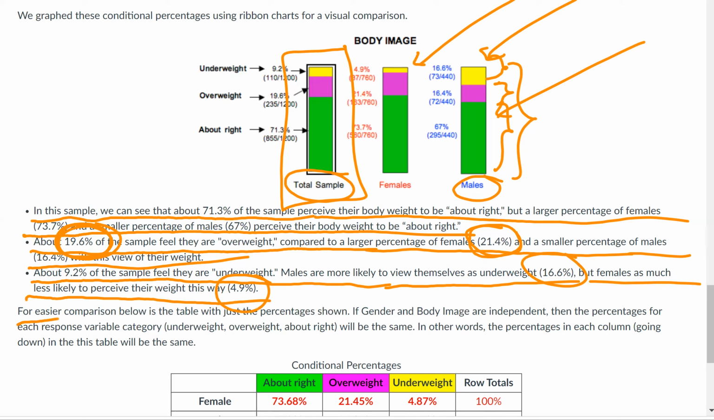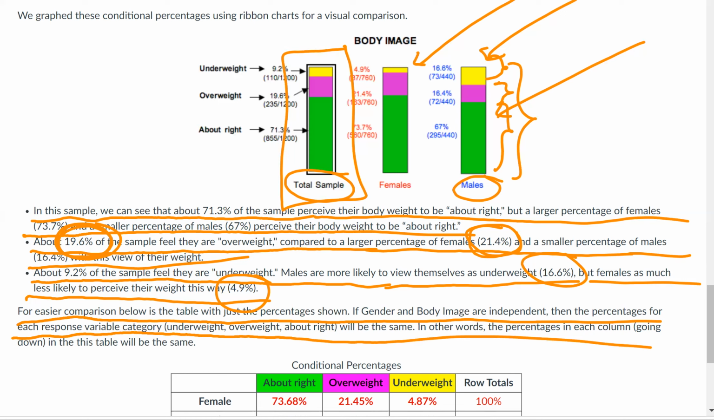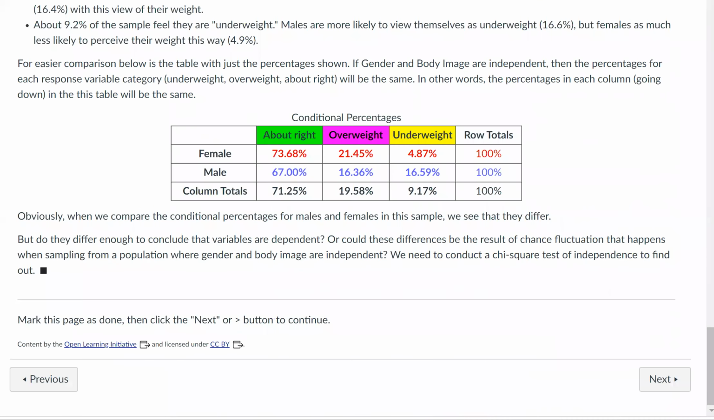For easier comparison, below is the table with just the percentages shown. Instead of the table above that had the proportions and then the percentages, let's just look at the percentages for each response variable category: underweight, overweight, about right. In other words, the percentages in each column going down in this table should be the same. Let's see. We'll scroll down and look at that now. Okay. So it's the same. This table is the same as it was above, the table that was above the ribbon graph, but this time we don't have the proportions inside the boxes, just the percentages.